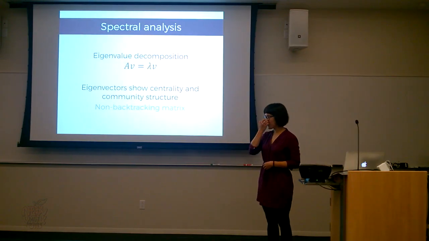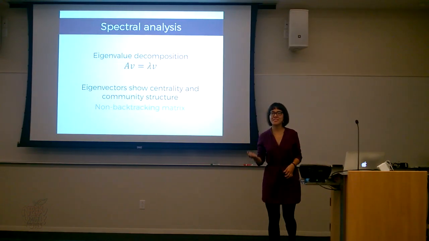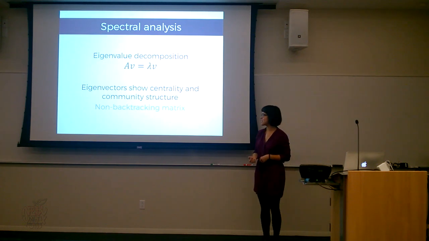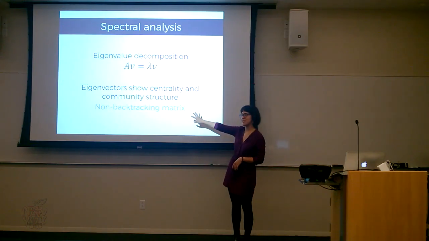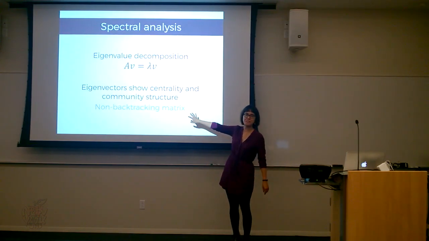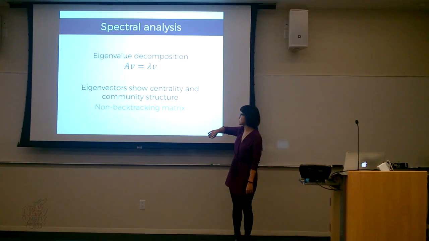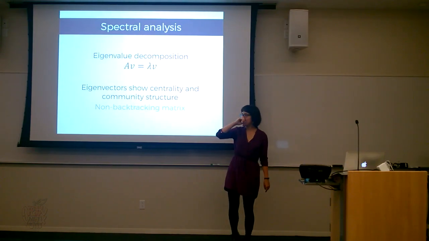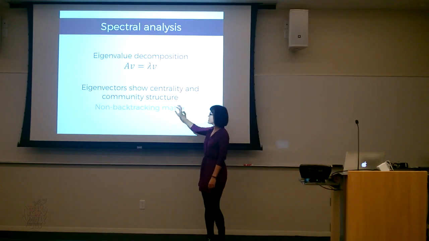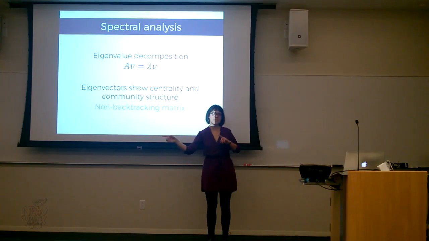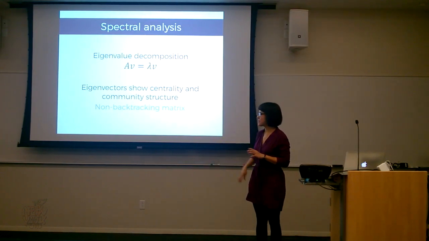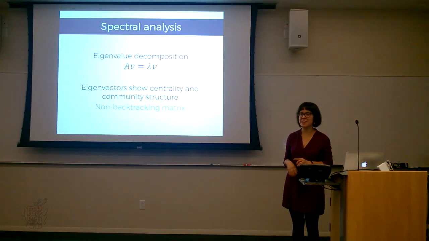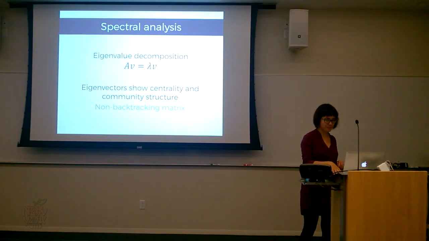You can get both a centrality measure and a community detection. And if you don't use the adjacency matrix, but something called the non-backtracking matrix, this is very recent research actually. I think they published it about a year ago. This is a matrix that's constructed on non-backtracking paths in the network. If you want to know the details, we can talk after the talk.